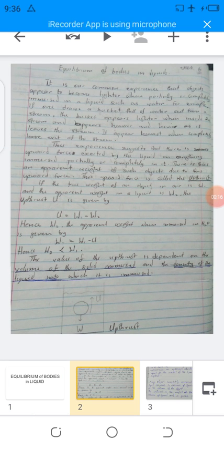It is our common experience that objects appear to become lighter when partly or completely immersed in a liquid, such as water. For example, if one draws a bucket full of water out from a stream, the bucket appears lighter when inside the stream and then appears heavier and heavier as it leaves the stream. It appears heaviest when completely out of the stream.